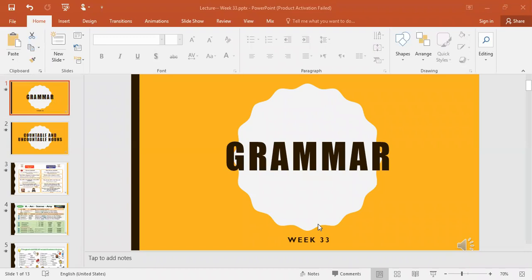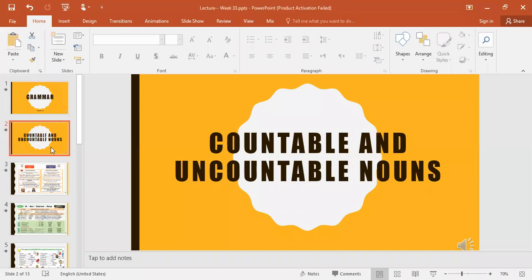Let's start. So this week we are going to start with a new grammar lesson. This grammar lesson is very interesting, very easy, very simple. So our lesson for this week is countable and uncountable nouns.